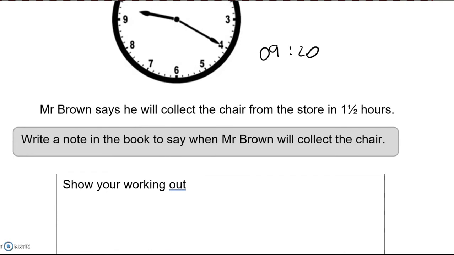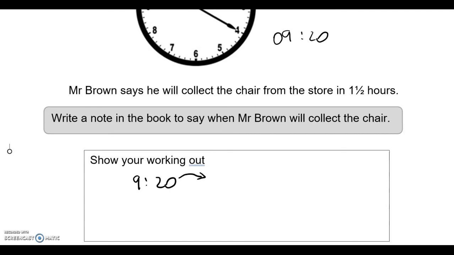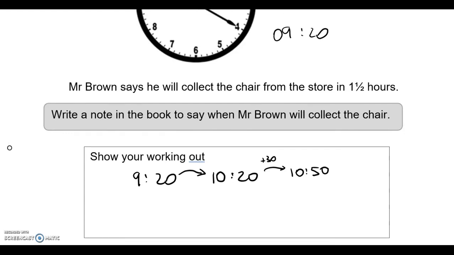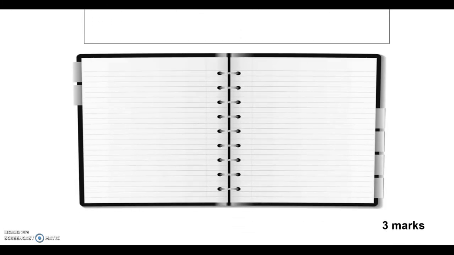So 9:20. If we add 1 hour, this is going to be 10:20. If we add 30 minutes, it's going to be 10:50. So, Mr. Brown collecting the chair at 10:50.